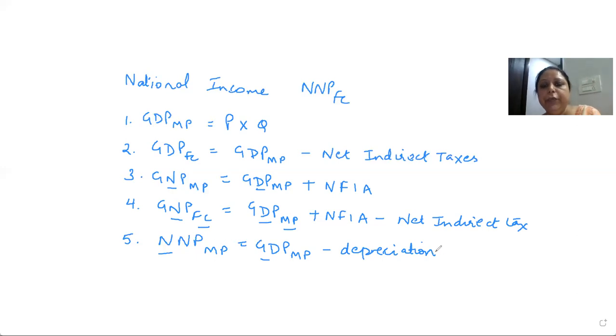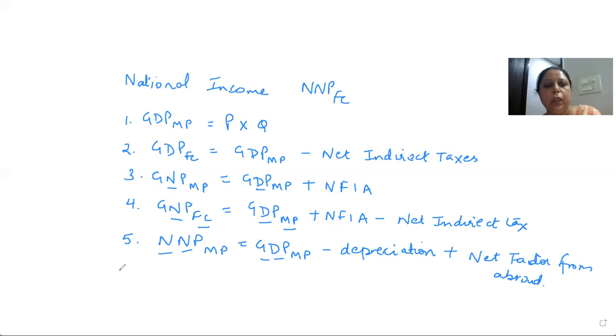Now from here, we have to minus the net indirect taxes, but here it is from market price to market price, so we need not minus the net indirect taxes, but from domestic to national, definitely we will be adding net factor income from abroad. So these were the five aggregates.